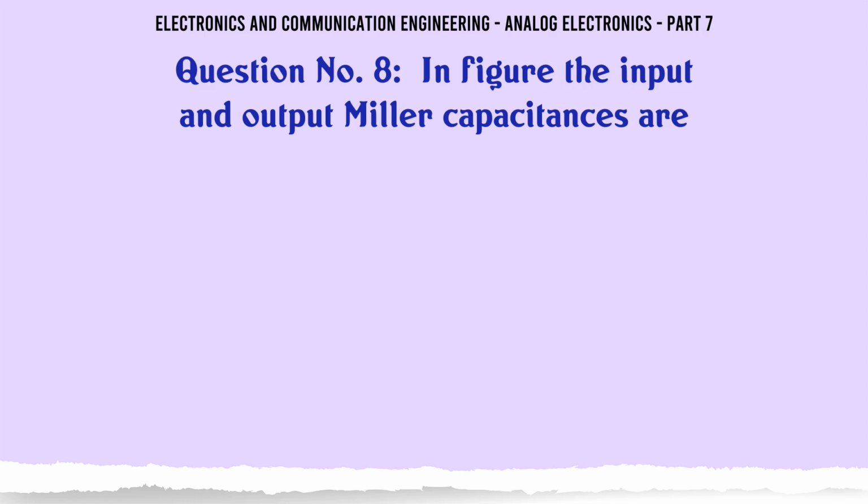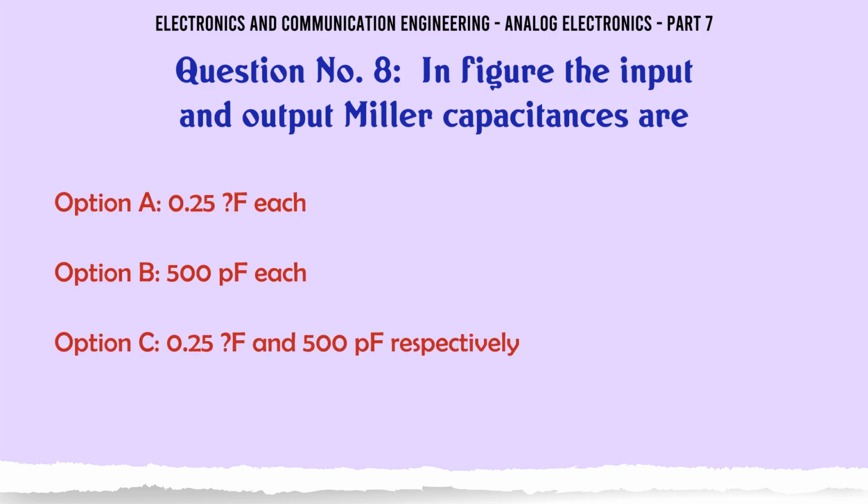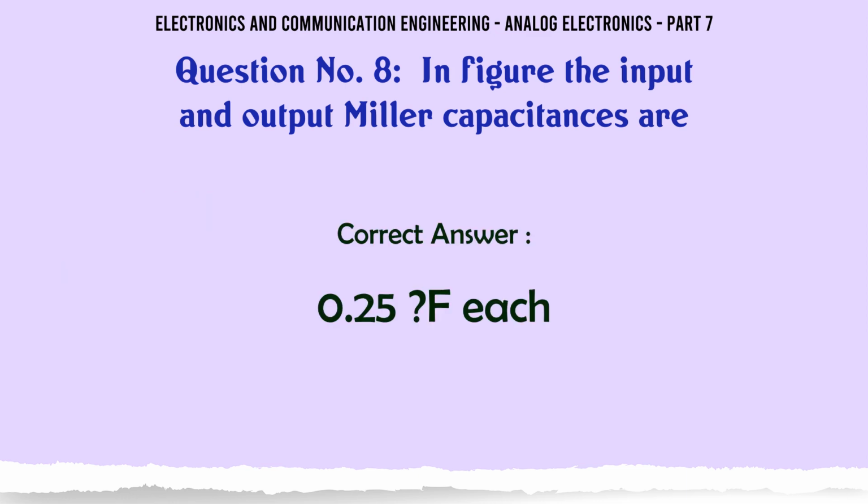In figure, the input and output Miller capacitances are A. 0.25 µF each, B. 500 pF each, C. 0.25 µF and 500 pF respectively, D. 500 pF and 0.25 µF respectively. The correct answer is 0.25 µF each.